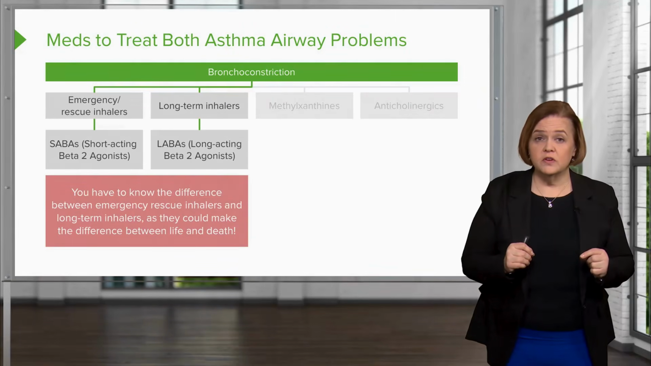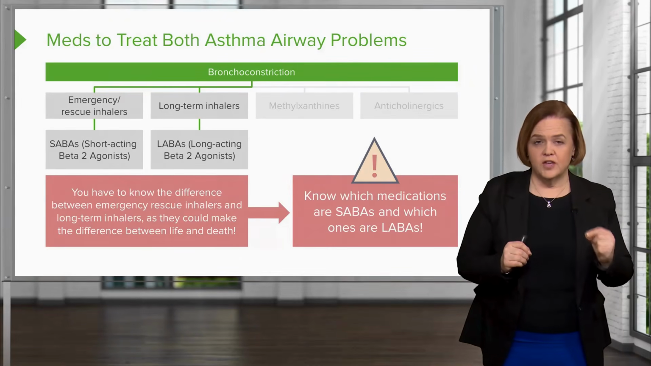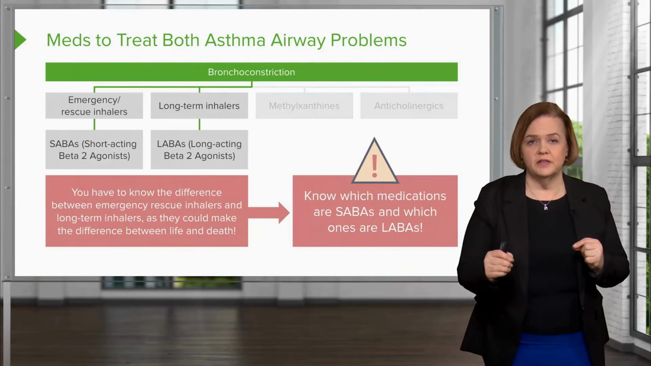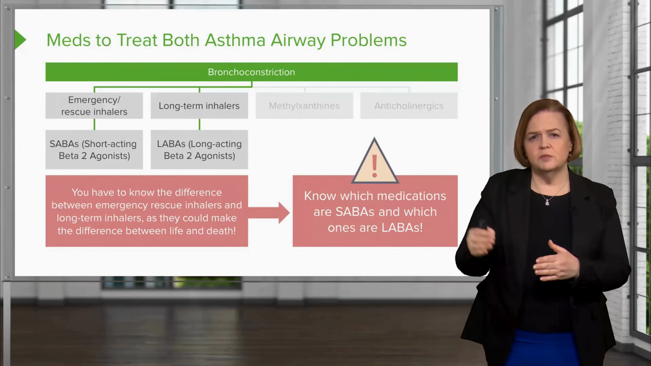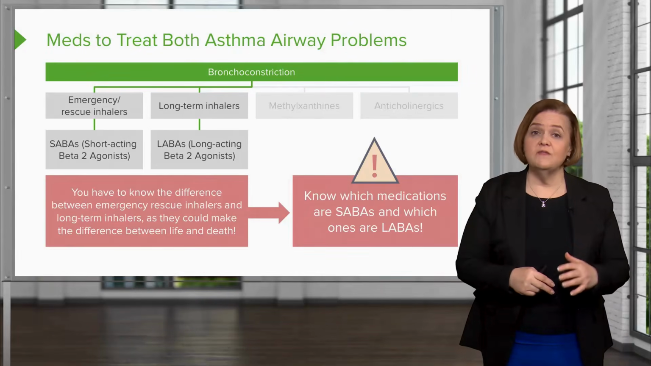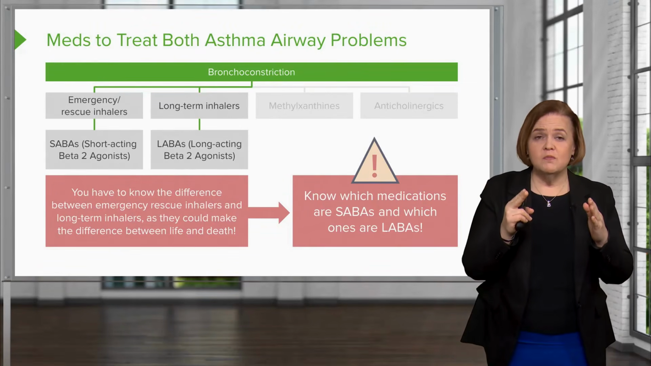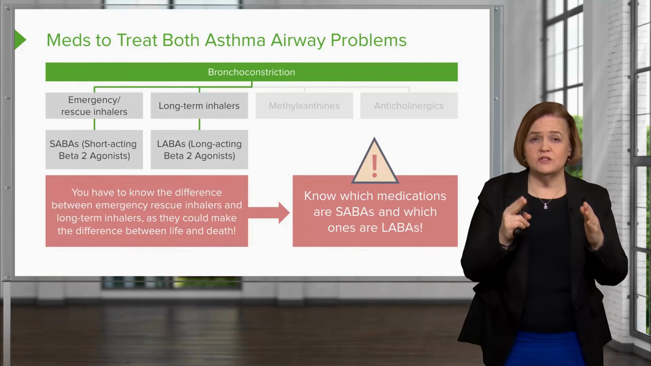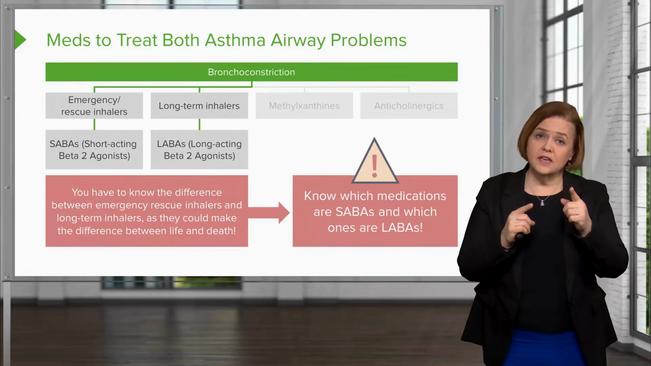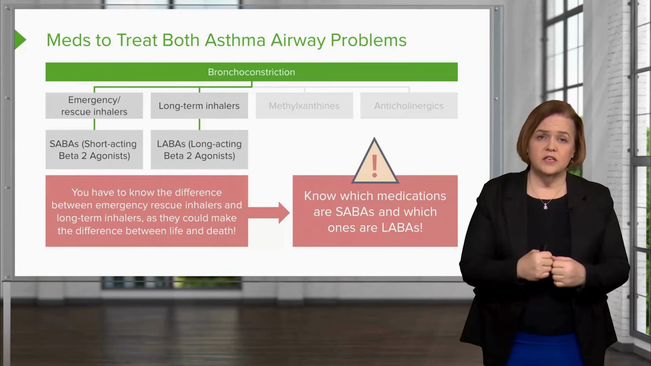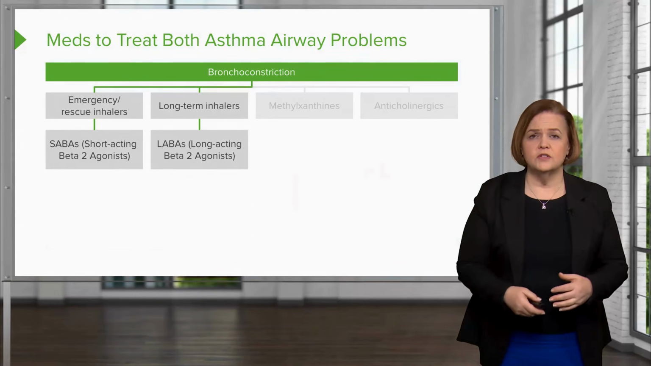So critically important, write your note on this slide that says, know which meds are SABAs and which ones are LABAs. We give people long-acting beta-2s every day to prevent attacks, but they will not save someone in an emergency. You have to be crystal clear on this point. You must know what is a short-acting beta-2 adrenergic agonist, an emergency or a rescue inhaler. It's important that you know it, and it's critically important that you teach a patient and the patient's family, if that's appropriate, which one to use in an emergency.